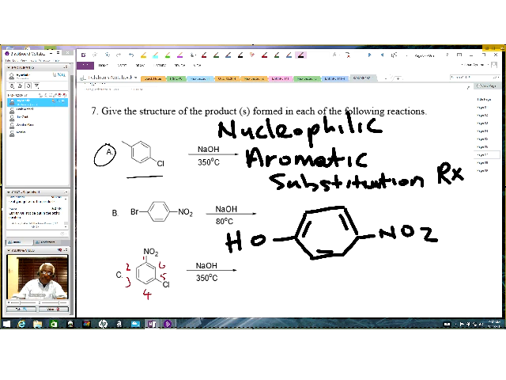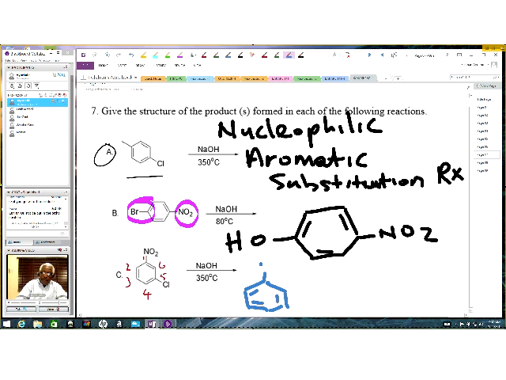And this only happens, in this case, where you are going to substitute the bromine with the hydroxide. So this only happens when you have this halogen here in the ortho position relative to, or a para position relative to, an electron withdrawing group, in this case, the nitro group. Or if it's also in the ortho position, for example, this molecule here will do the same.